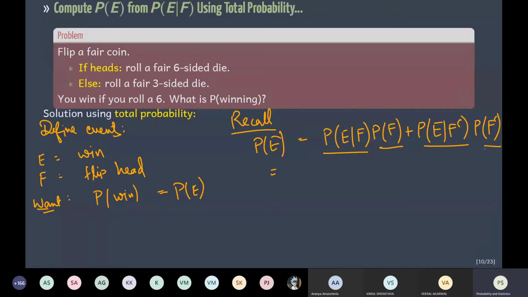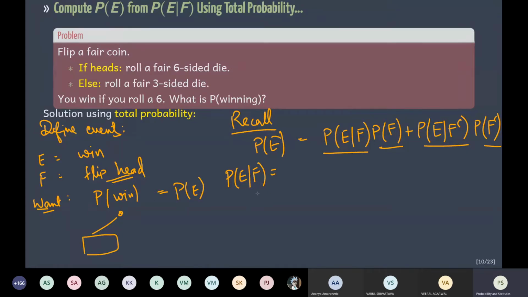So what is probability of E given F, right? Let us compute probability of E given F. In words, what does this mean? What is the probability that I win, given that the head is flipped? Actually, here also a little bit of the probability tree diagram is helping us, right? Because this is the picture we have in hand.